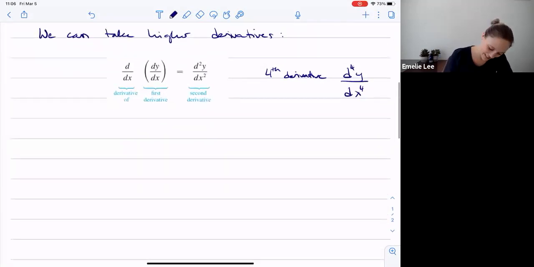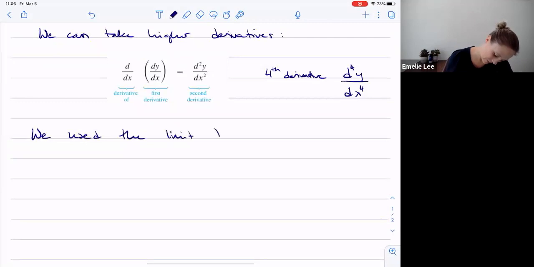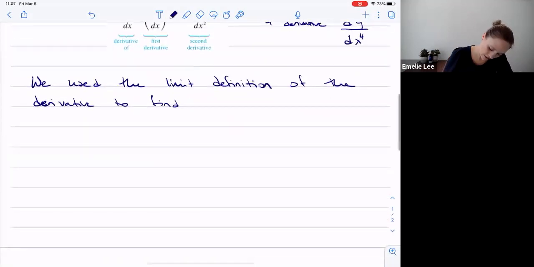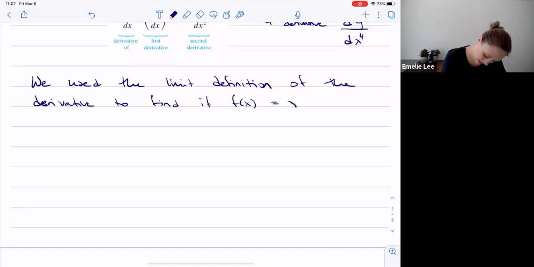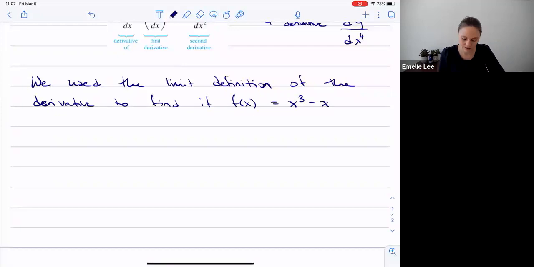So what we found is we used the limit definition of the derivative to find, if f of x, so we had this go-to function x to the 3 minus x, right? Then what we found, just to recap, because we'll use it here, the derivative of f of x we found was 3x squared minus 1.